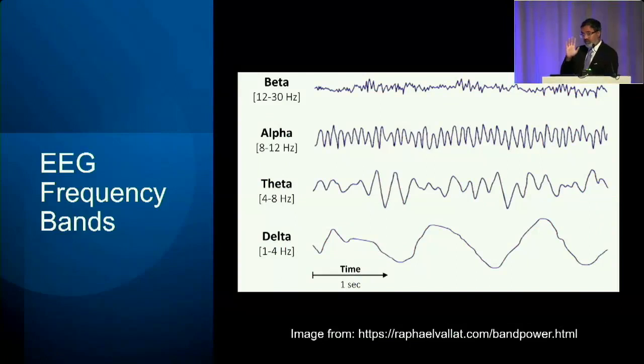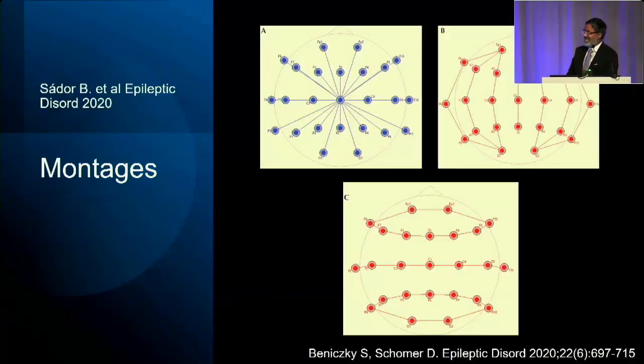Now, these are frequencies, very different than rhythms. So when I say alpha rhythm, I'm specifically talking about an alpha frequency seen in the posterior head regions. Alpha frequencies were first discovered by Hans Berger, and he named them in order of discovery. Beta frequencies are typically seen in the frontocentral regions in the normal patient. Theta and delta frequencies are often seen in sleep.